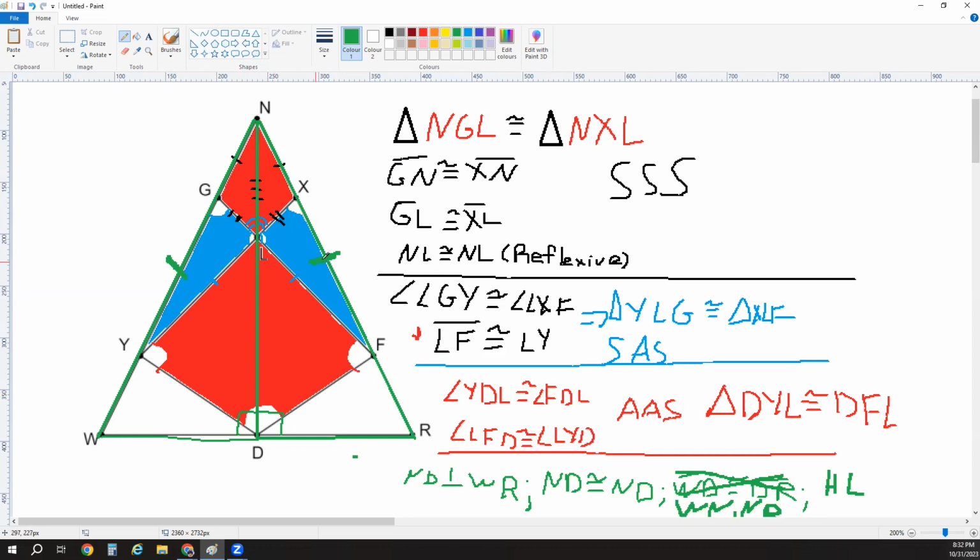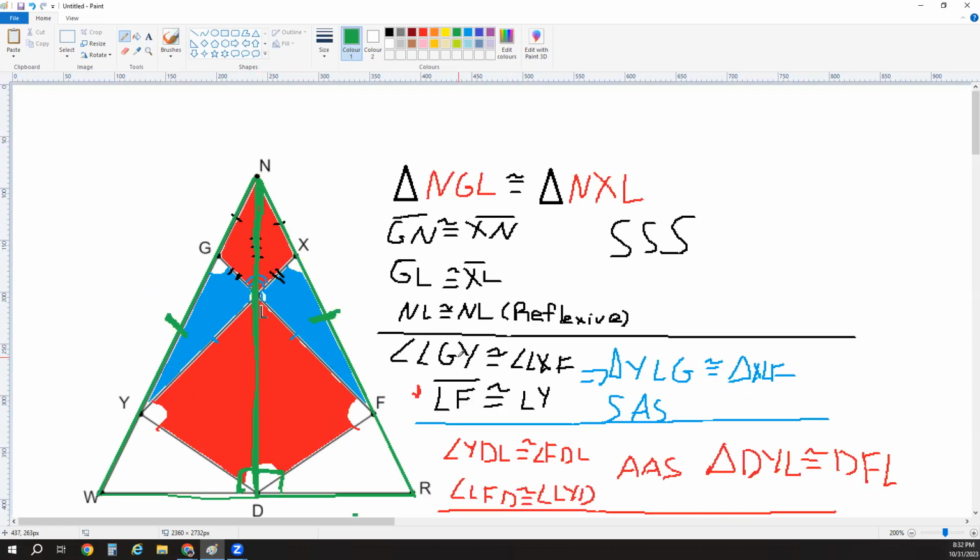So this is what I would need to know. I need to know this and this, and I would need to know that this was a right angle, and because this is the shared leg, that is what I would need to know to use the hypotenuse leg.